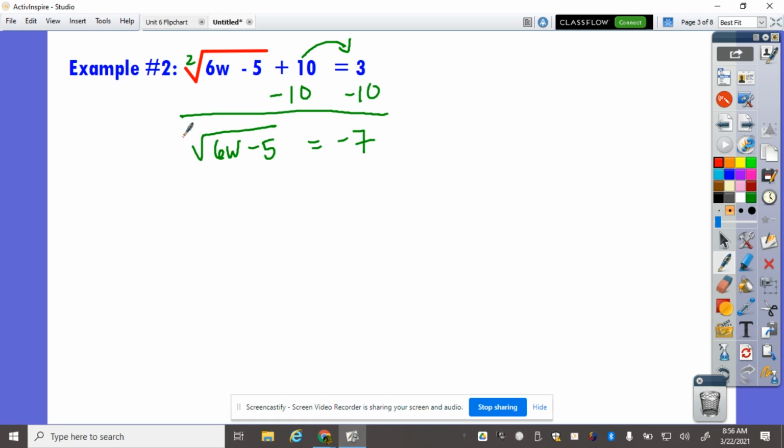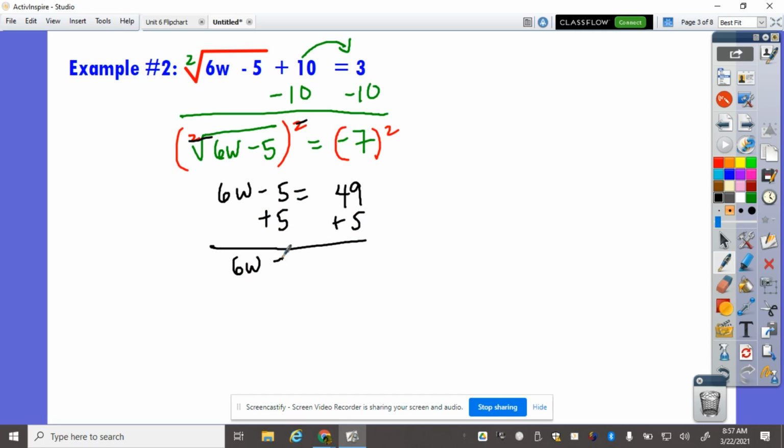In this case, the index is 2, so I'm going to raise both sides to the second power. Make sure you put parentheses there. This cancels out, so 6w minus 5 is equal to 49. So for the w, add 5 there. 6w is equal to 54, divide by 6 on both sides. w is equal to 9. That's the answer. All the work is algebraically correct.